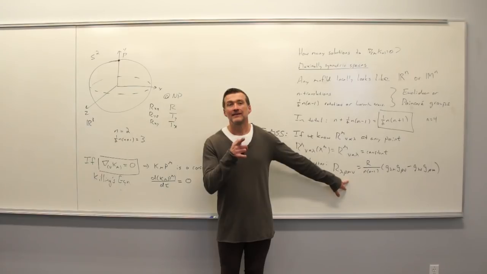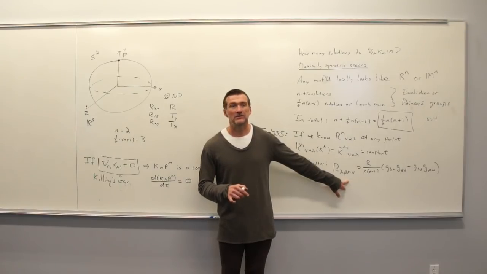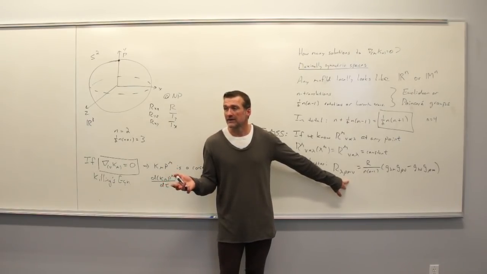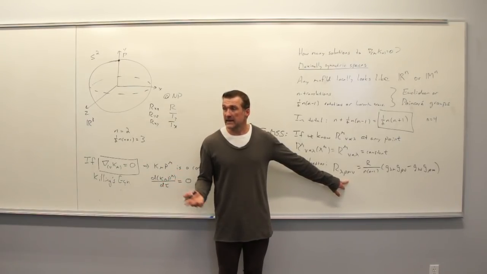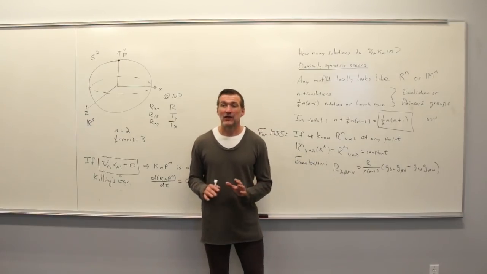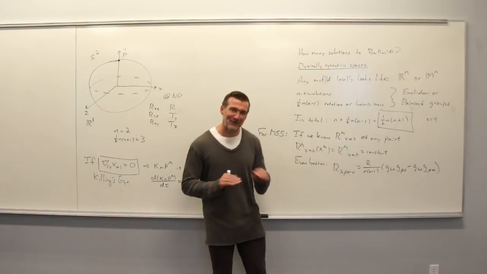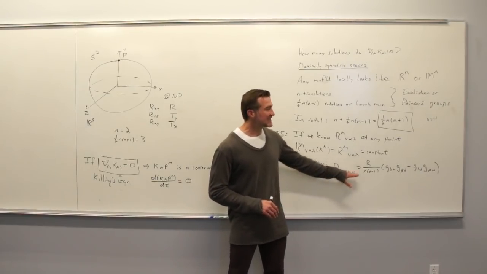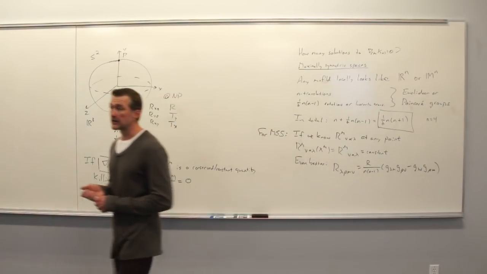Donut. What space did you apply this to? S2. Yeah, you applied it to S2. Or was it S3? Okay, it was S3. You applied it to a 3-sphere. A 3-sphere is an example of a maximally symmetric space. You were supposed to demonstrate in your homework that this expression was satisfied for a 3-sphere. Okay?